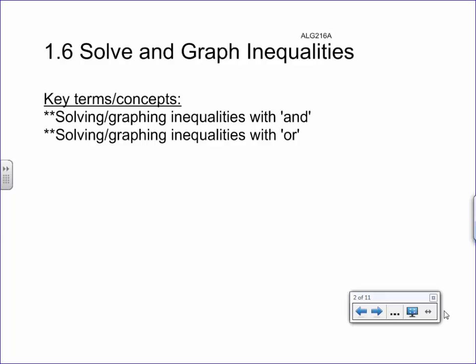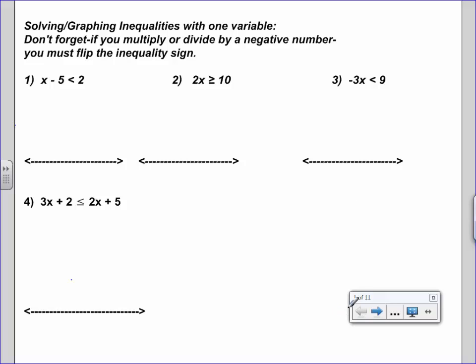Okay, we're going to look at solving and graphing inequalities. We'll go forward first with the basic inequalities, which you solve just like an equation. You get your x or whatever your variable is by itself, and then we'll go further and show compound inequalities where you have and or involved, which will make sense once we cover a few. All right, solving and graphing inequalities with one variable.